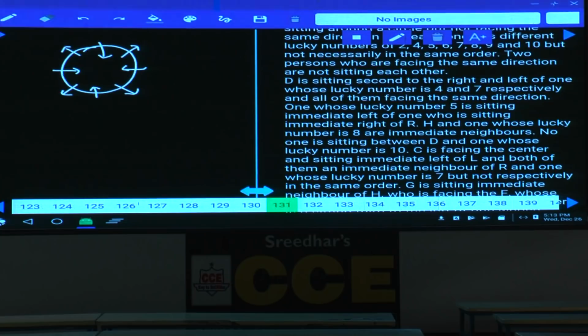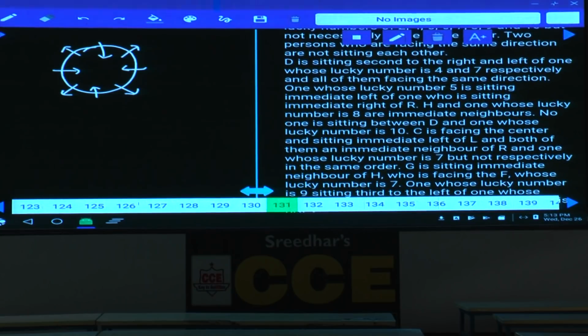Then 2 persons who are facing the same direction are not seated adjacent to each other. With the help of this information, we can determine the directions of these.